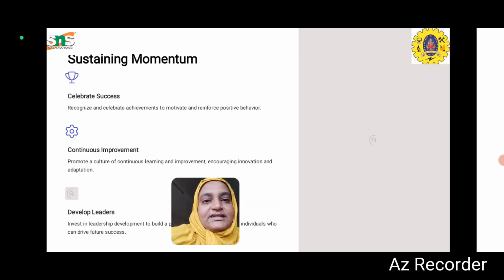Sustain momentum. So celebrate if you get a success and don't stop there. Always have continuous improvement and develop as a leader and play a vital role as a good leader.